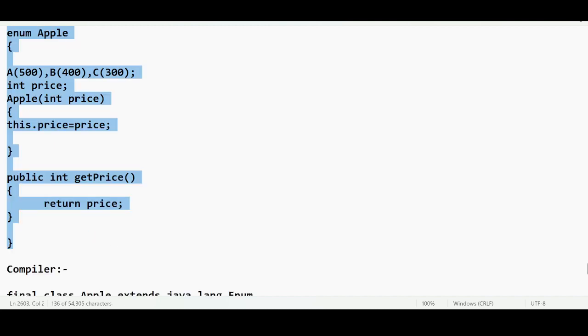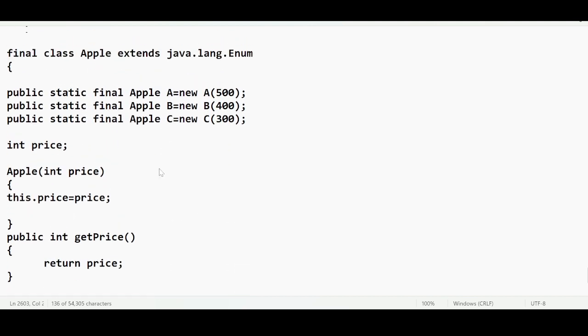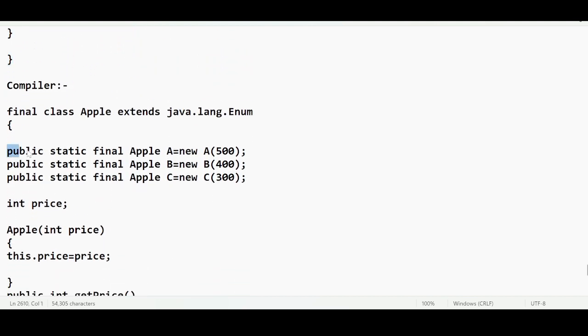Go back to our code, the compiler's representation. Inside the compiler, this A is a variable, an object reference. A is an object reference. You must understand this. For example, if I have a class A, we have class A.